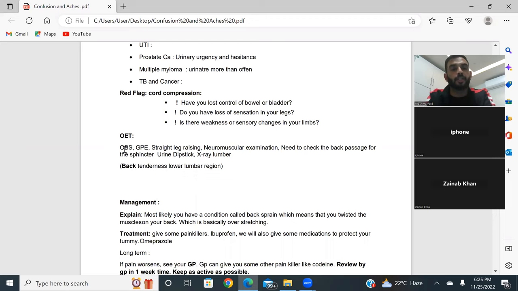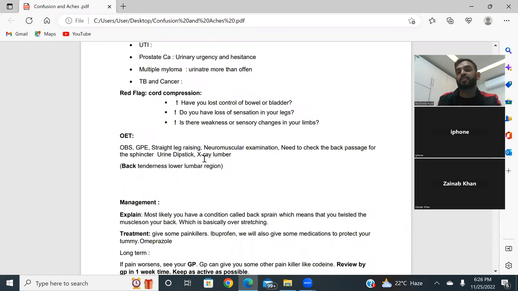OET examination, OBS, GP, straight leg raising. You will not forget to ask about straight leg raising. You will say that straight leg raising test, I will do that. Need to check the back passage. Why am I saying back passage? Because I want your involvement. It is to check the sphincter. Okay? Because if it's the cauda equina, in examination, you are ruling out the cauda equina by doing that.